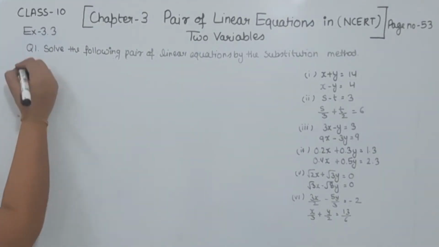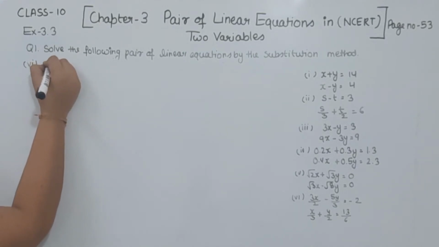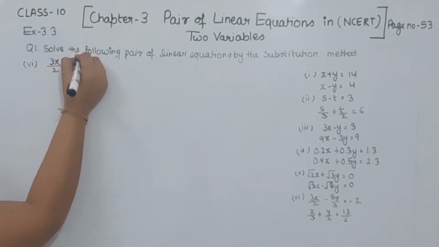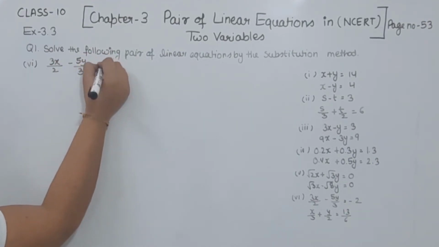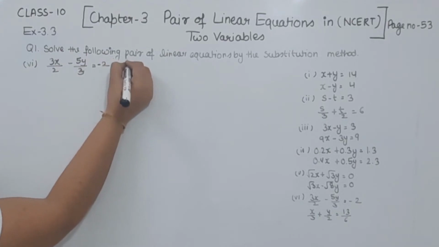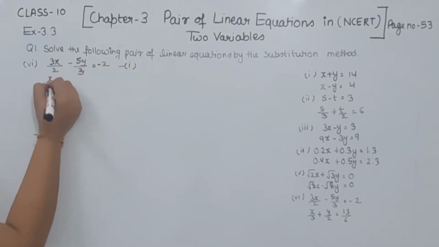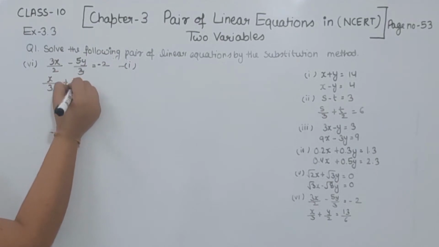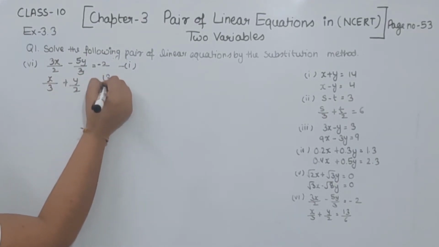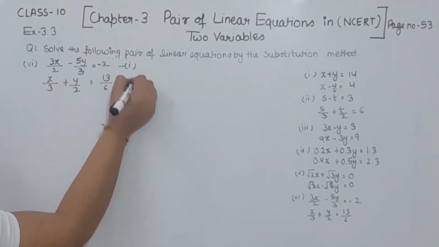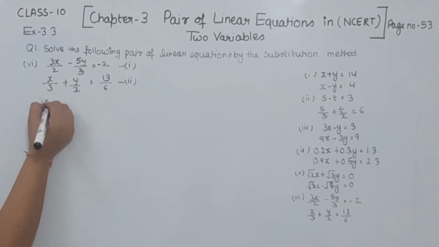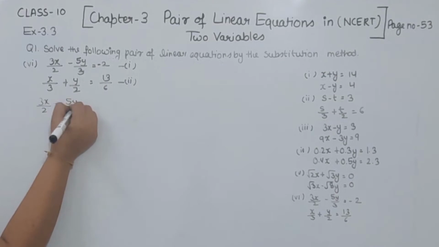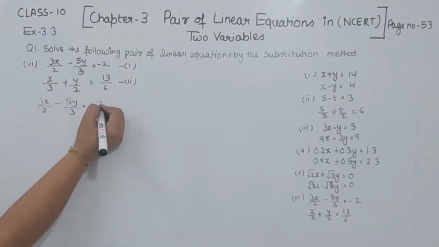Now comes part 6. The equations we have are 3x by 2 minus 5y by 3 equal to minus 2, and this is equation number 1. Now the second one is x by 3 plus y by 2 equal to 13 by 6, and this is equation number 2. Now I am going to simplify this. I am going to take equation number 1 here. So here we have 3x by 2 minus 5y by 3 equal to minus 2.